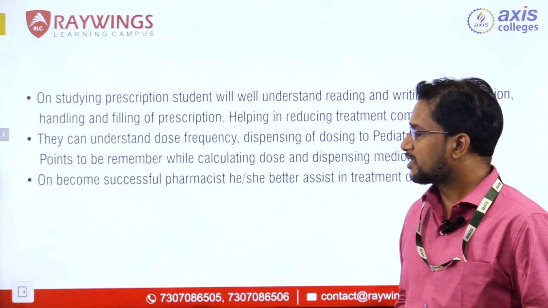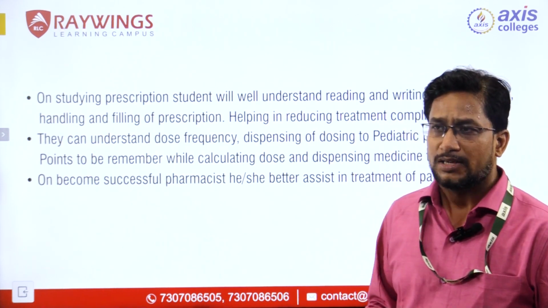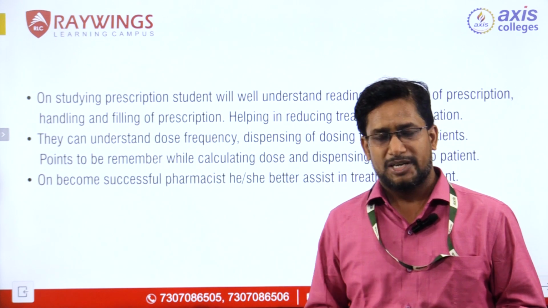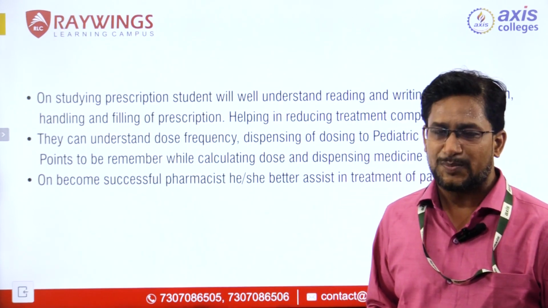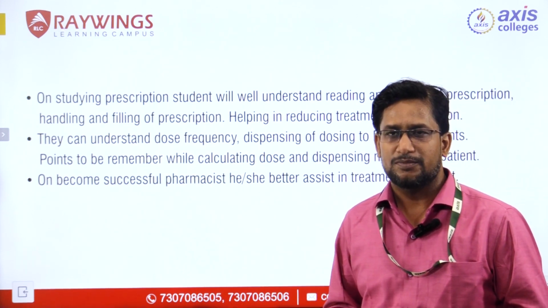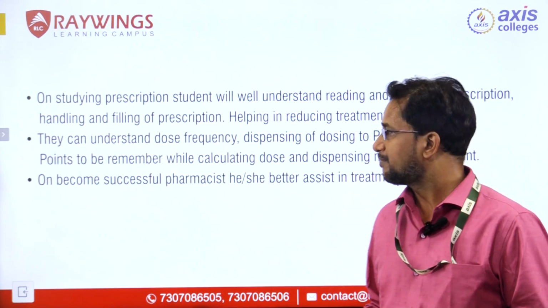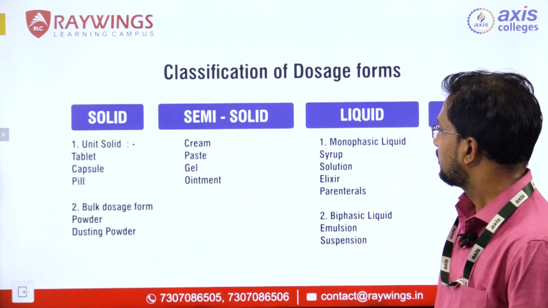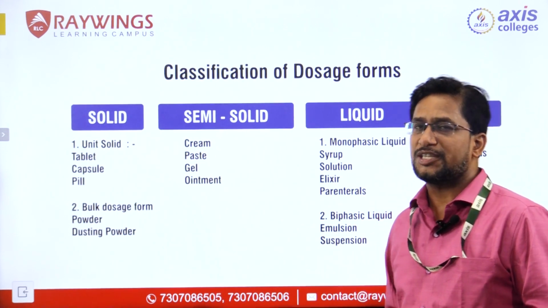It also includes the prescription. What is a prescription? A prescription is a written order given by medical practitioners or doctors to the pharmacist to dispense medicines according to that prescription, for the betterment and safety of the patient. In the first unit, let's now start with the classification of dosage forms.